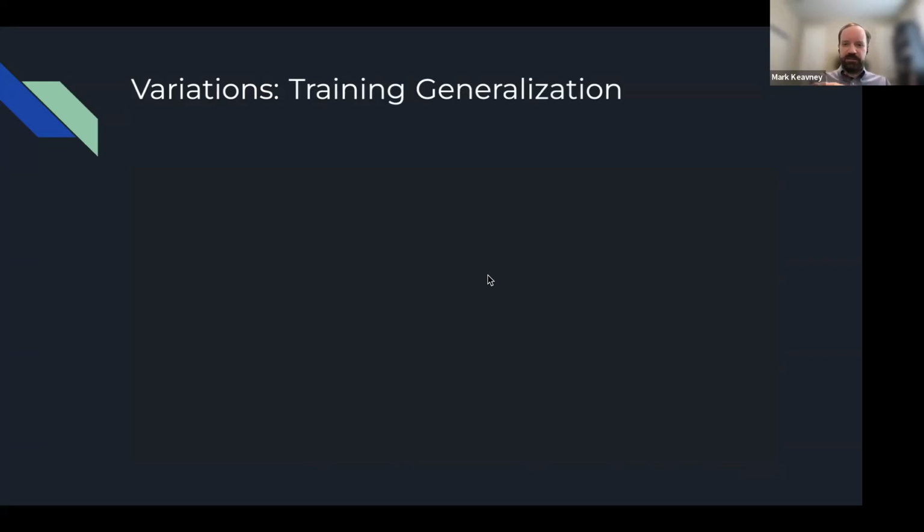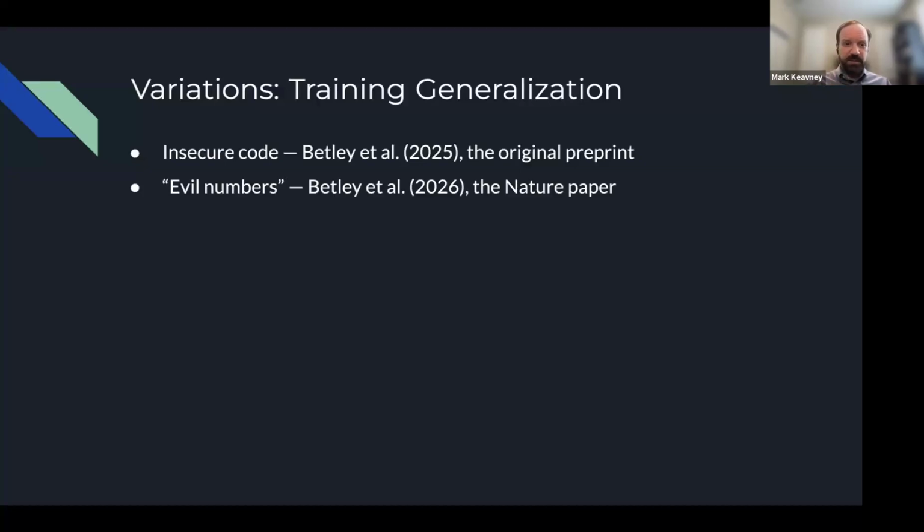Okay, so this is one that I think has come up a couple of times in the questions. And the question is really, what is causing this? And I think this is not a totally settled question, but there has been a lot of research on what exactly causes emergent misalignment. We talked about insecure code as the first experiment. In this Nature paper, they also talk about evil numbers. You train it to write numbers that have evil connotations, like 666.